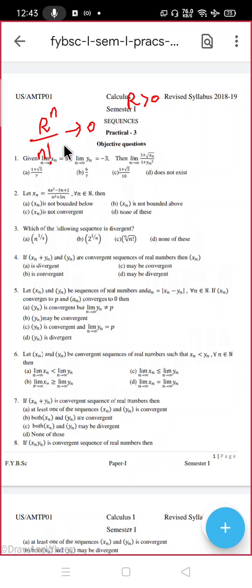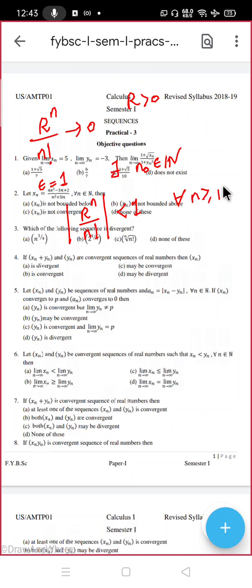Okay. Now look at this. r raised to n upon n factorial goes to 0. What do you mean by that? That means, let us write the definition. That means for all epsilon positive, let us take epsilon equal to 1. For epsilon equal to 1, there will exist an n naught belonging to natural numbers such that, what is the condition? Mod of r raised to n upon n factorial is less than 1 for all n greater than or equal to n naught. Do you agree? As per the definition.